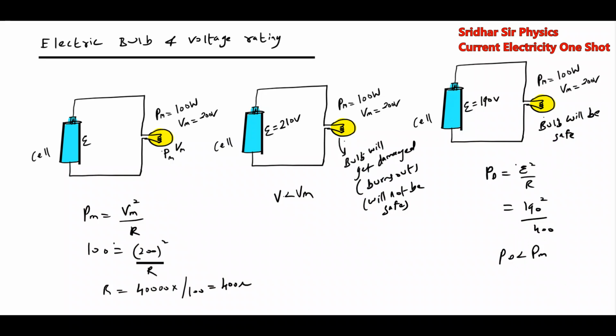What is the idea of this one? The bulb will be safer. When will the bulb be safe? When the applied voltage across the bulb is less than the voltage rating, it will be safe, and the power dissipated will be less than the power rating. When the applied voltage across the bulb is greater than the voltage rating, the bulb will burn out. This is a basic concept.